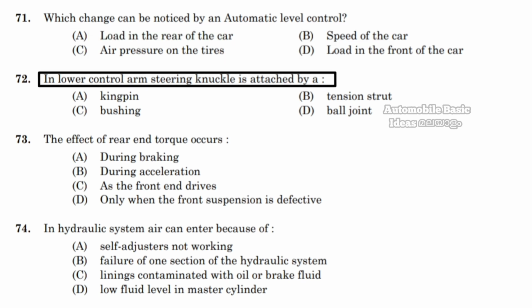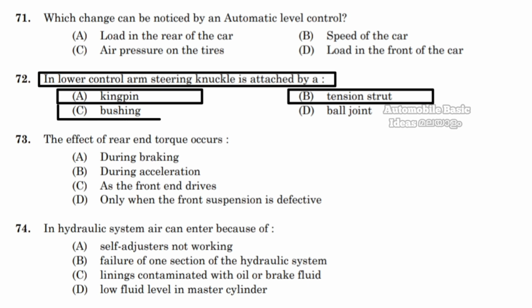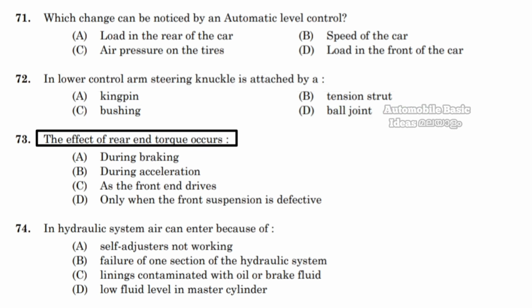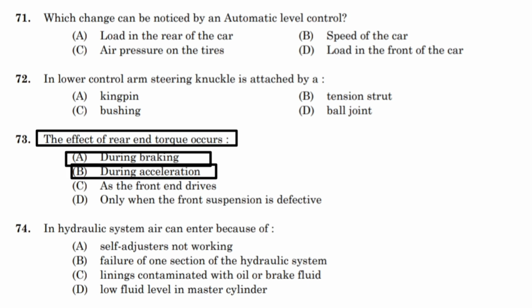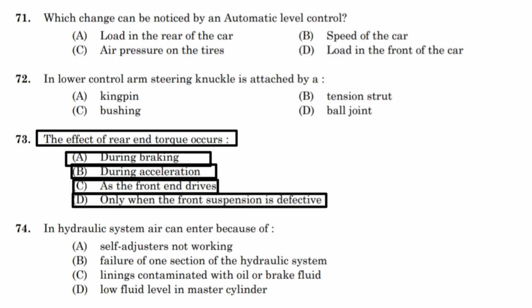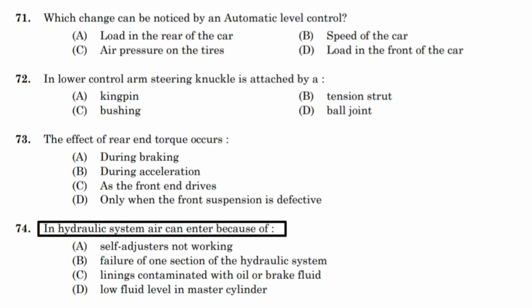72. In lower control arm, steering knuckle is attached by A. Kingpin, B. Tension strut, C. Bushing, D. Ball joint. Answer D. Ball joint. 73. The effect of rear-end torque occurs, A. during braking, B. during acceleration, C. as the front end drives, D. only when the front suspension is defective. Answer B. During acceleration.